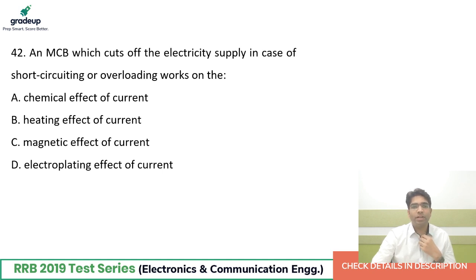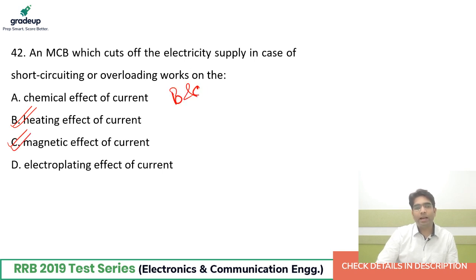In MCB, which cuts off the electric supply in case of short circuiting or over voltage, tell me. It is due to the heating effect of current as well as due to the magnetic effect of current. Both the options B and C are correct.